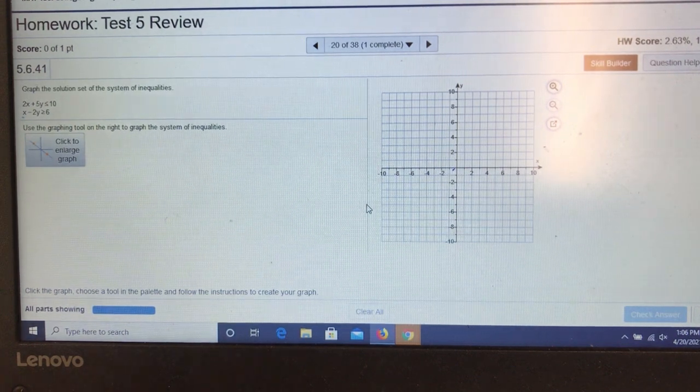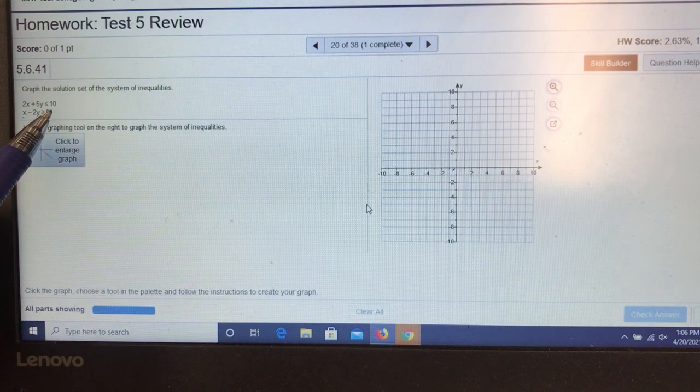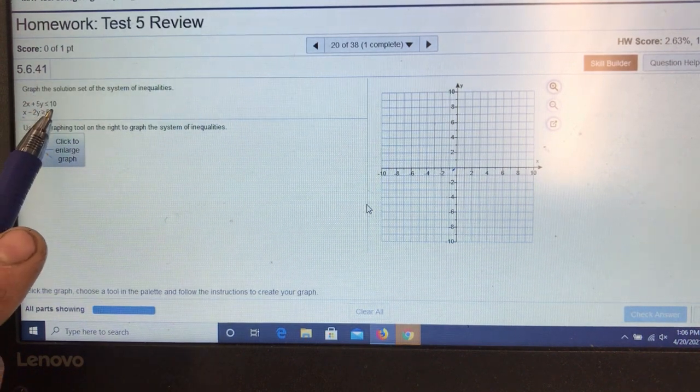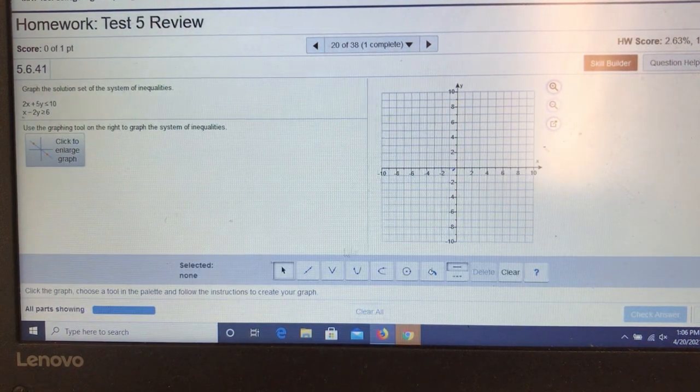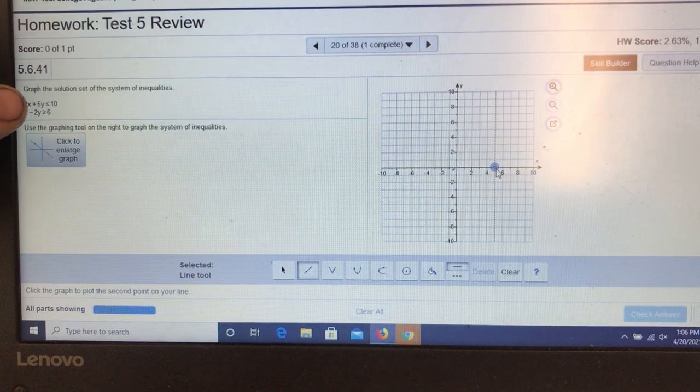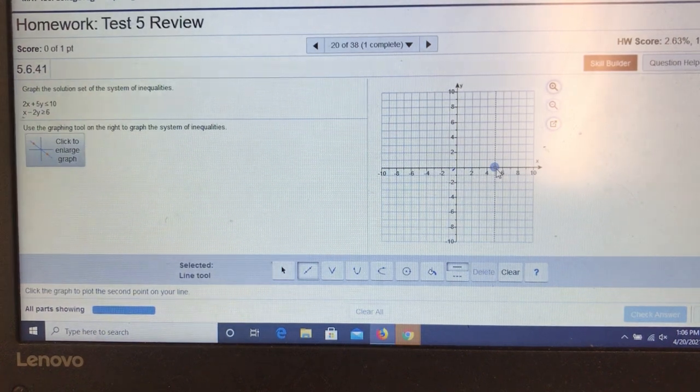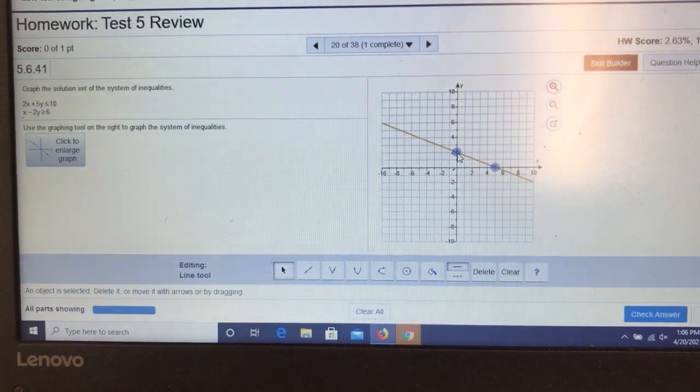Okay, so now easiest thing to do here, and this is real small, I'm sorry, but I've got 10. If I let y be 0, then I got 2x equals 10, so that means x would be 5. So 5, 0 would be, now I got to click the graph, click a line. So 5, 0 is right here. Now if I let x be 0, I have 5y equals 10, which y would be 2. So that'd be right there. And it is a solid line because it's got the equal to line under it.